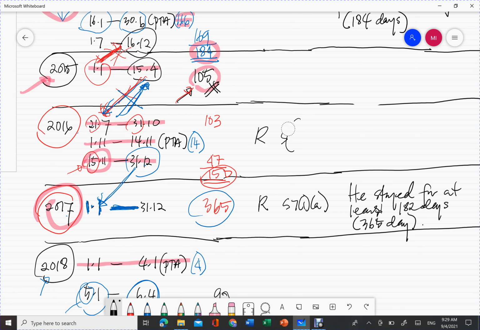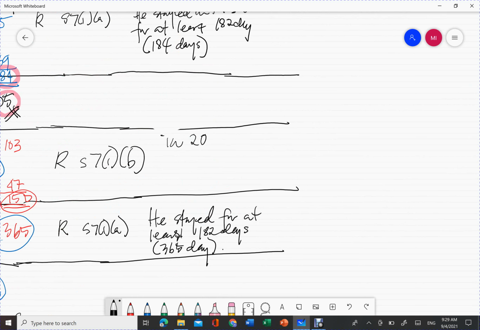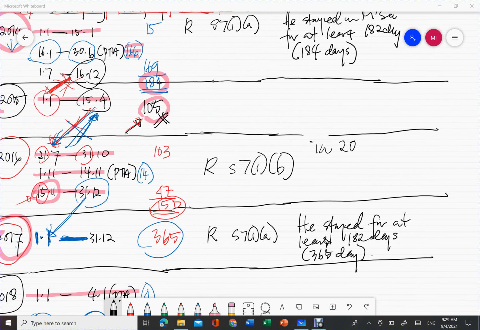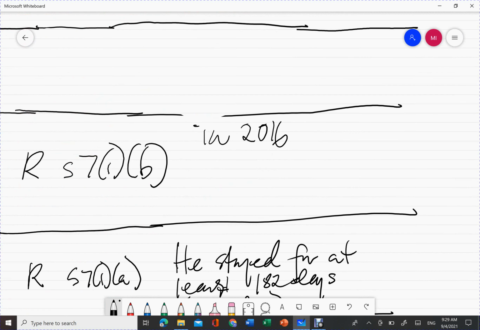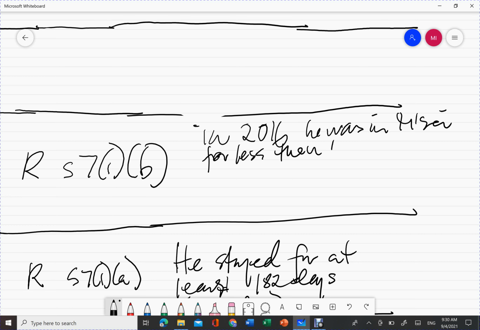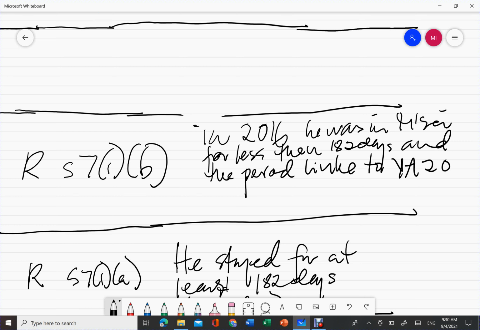Apa dia punya reason dia? In 2016, he was in Malaysia for less than 182 days and the period linked to YA 2017 that consists of at least 182 days consecutively. That's how we are supposed to answer that.